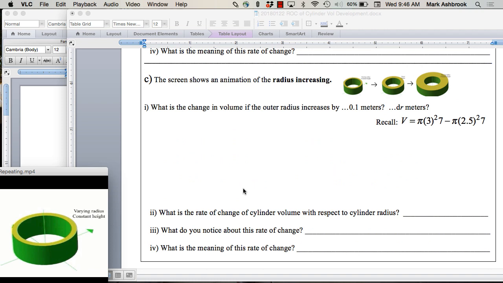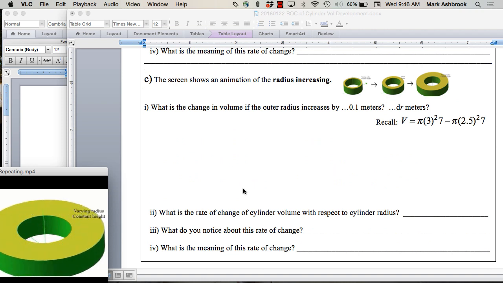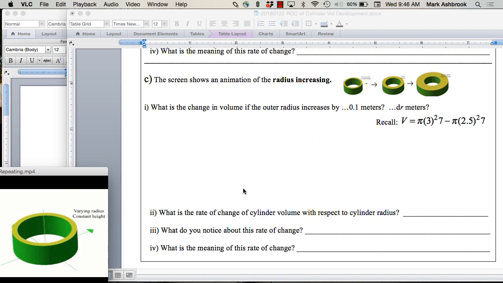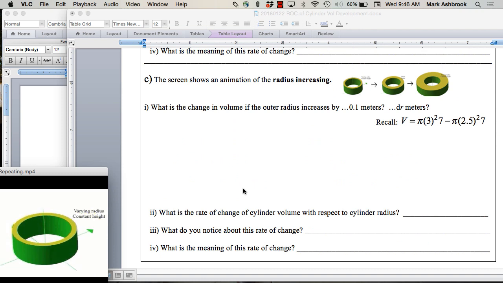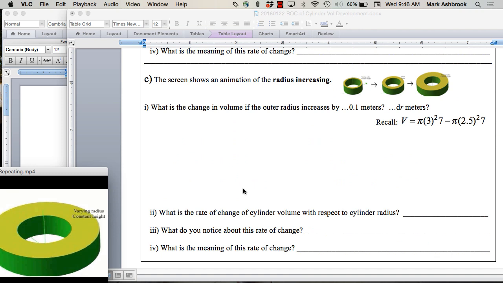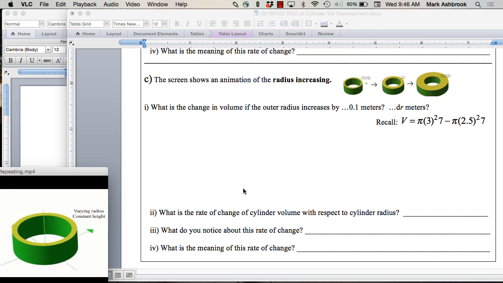If you brought your sheet, you can get it out. If you didn't, you can just recreate it here. Here's what we're working on. Now we're talking about the radius increasing, and I'm showing you that down here in the lower left-hand corner. Recall that the starting volume here was pi times 3 squared times height 7 minus pi times 2.5 squared times 7.